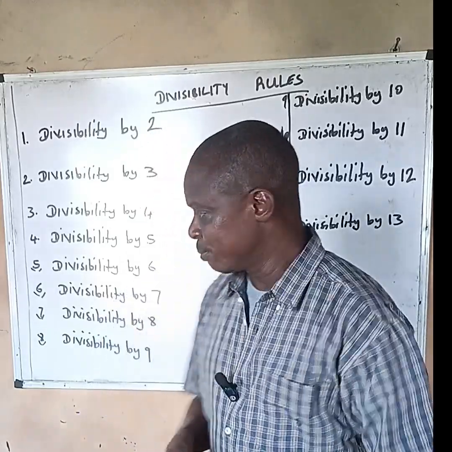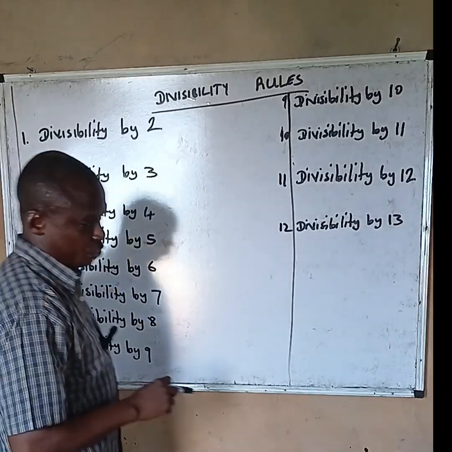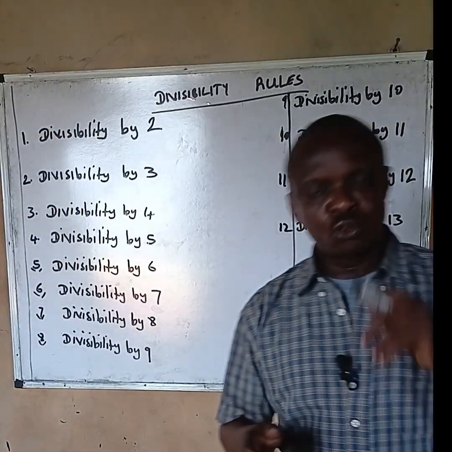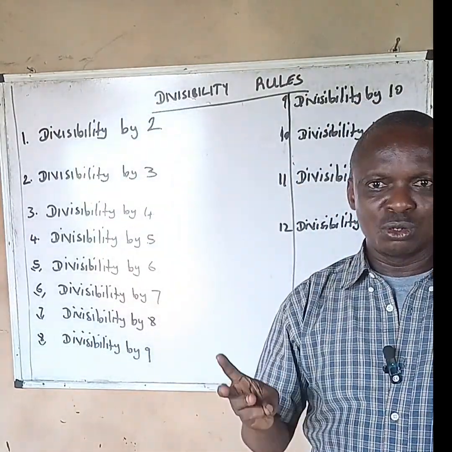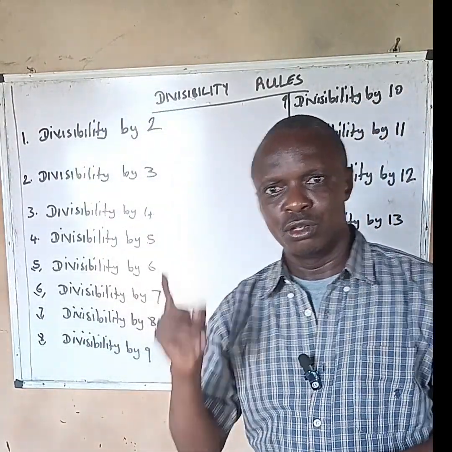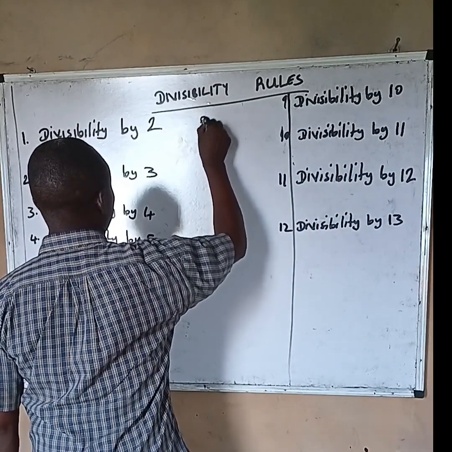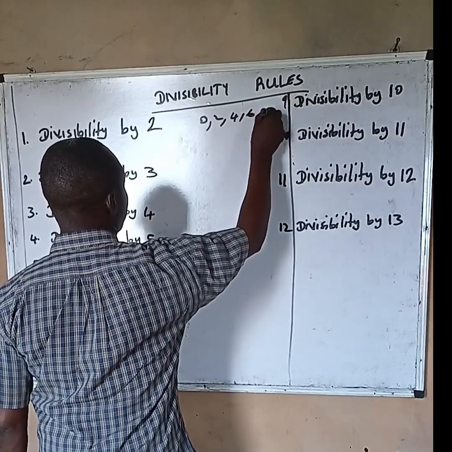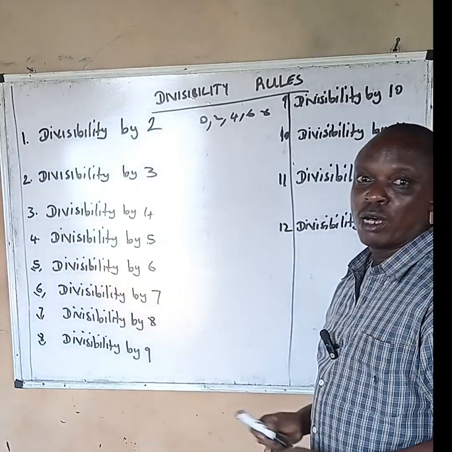So now let's begin. The first one is divisibility by 2. How do you know when 2 can divide a number? 2 can divide a number if the last digit is either 0, 2, 4, 6, or 8. So if the last digit is any of these numbers, then 2 can divide that number, no matter how long the number is.